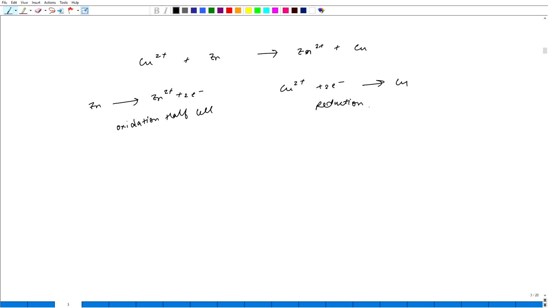Now, let us do the opposite thing. Till now we have placed a metallic strip of zinc into the copper sulphate solution, zinc metal in copper sulphate solution, right. Now, let us do the opposite. Let us place copper metal in zinc sulphate solution. Let us try to do this.